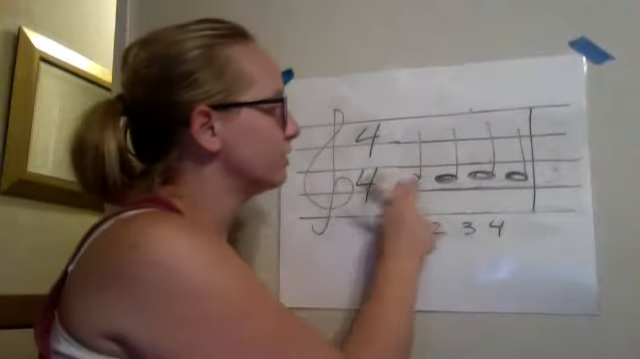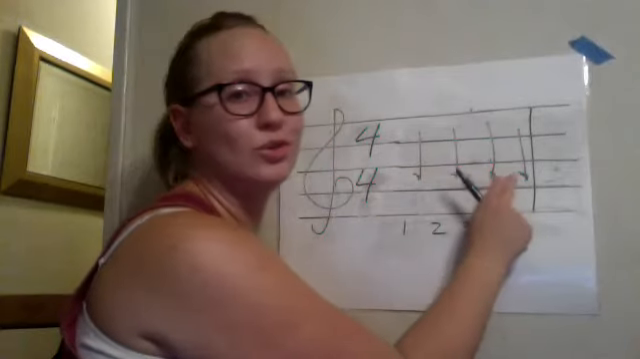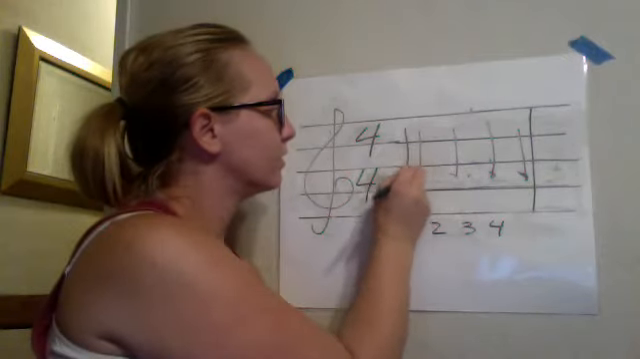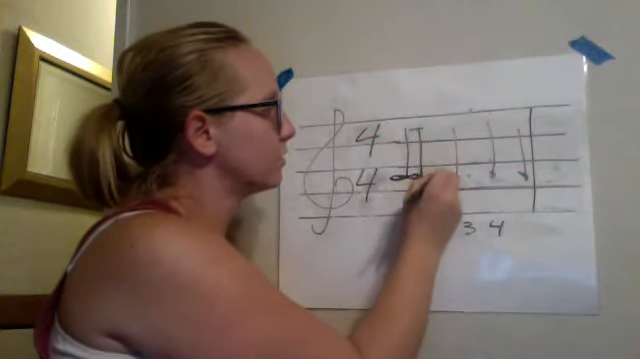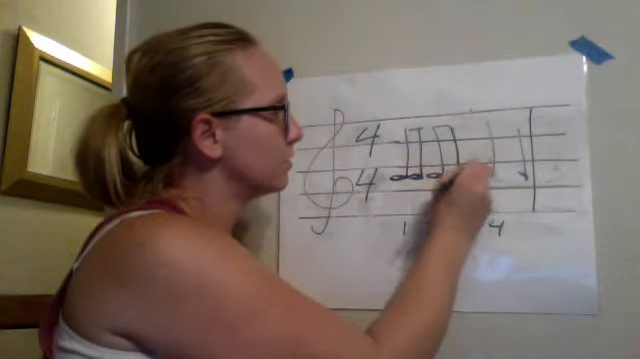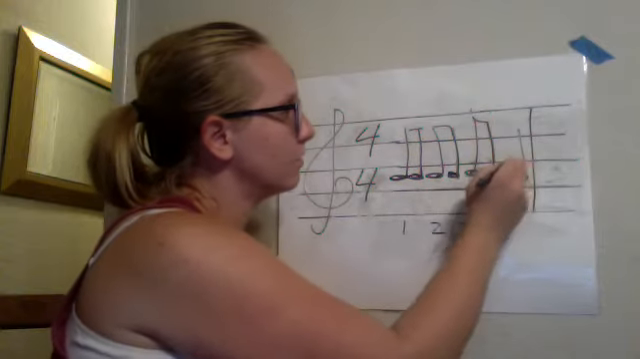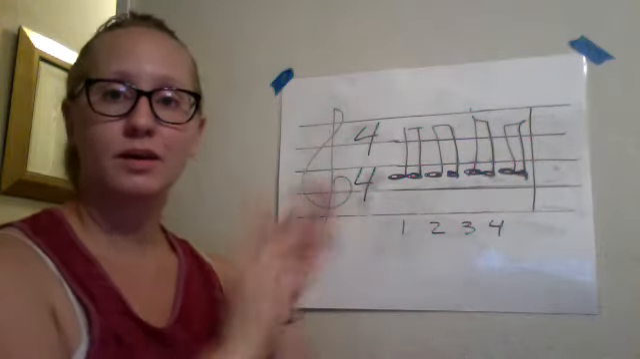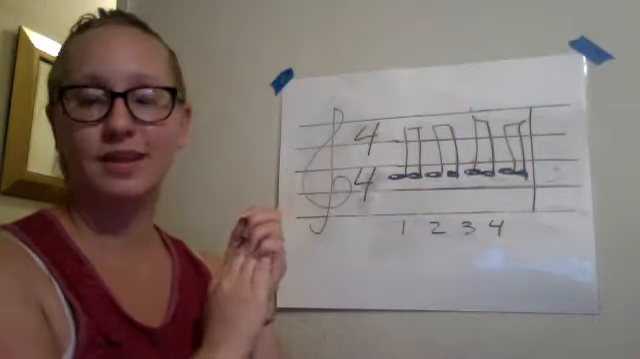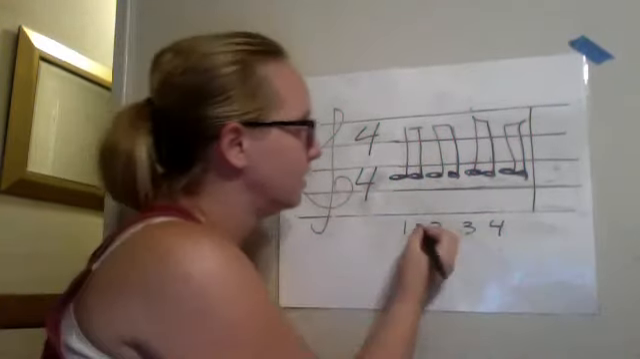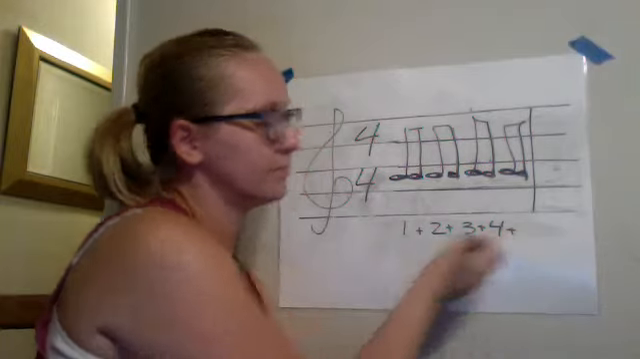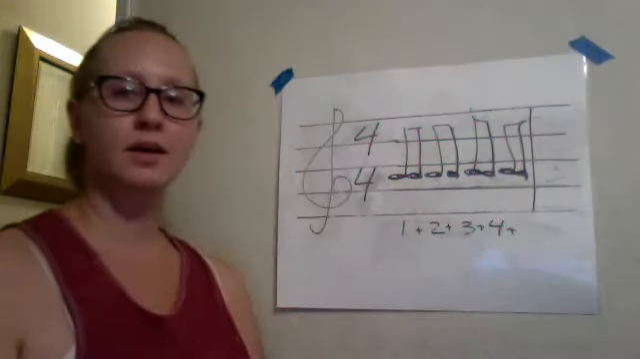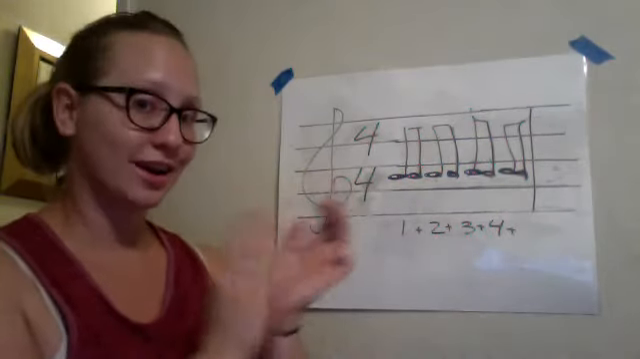If you have eighth notes, you're going to do 2 claps per beat. So let's say we have eighth notes, eighth note, eighth note. Okay, that's going to be 1, 2, 3, 4, evenly spaced. And the way we count that is with ands. So 1 and 2 and 3 and 4 and. Okay, 1 and 2 and 3 and 4 and.